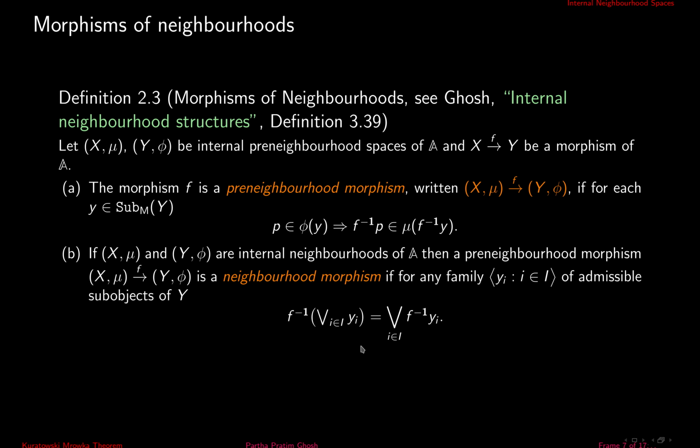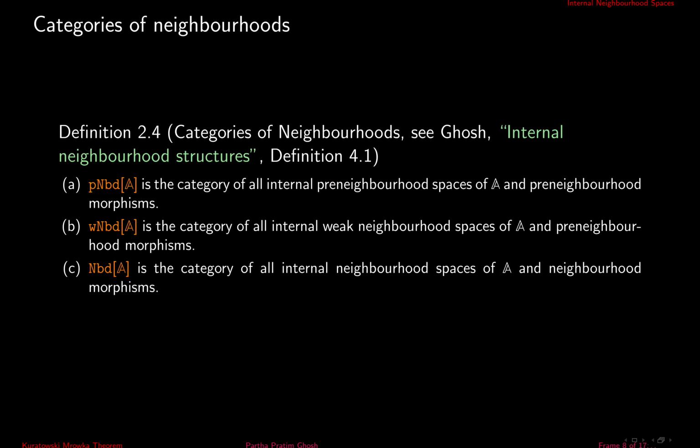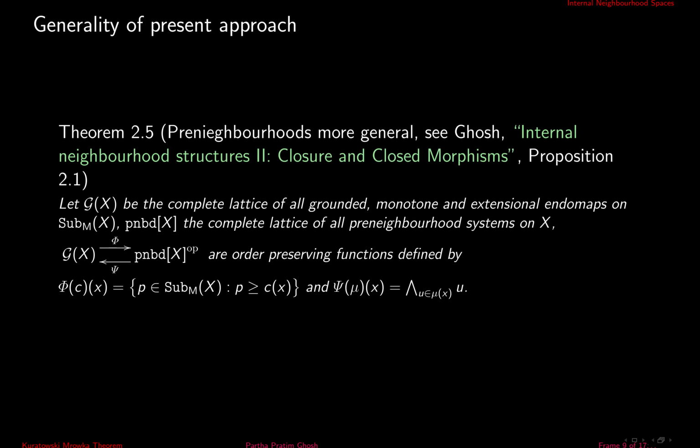Now, this condition is not of concern in sets because of the image pre-image adjunction: the pre-image has a further right adjoint, and hence this is automatic. However, in general contexts, that may not be the case. This gives rise to the categories of neighborhood systems, and then we are ready for our first result, which says that the pre-neighborhoods are much more general.